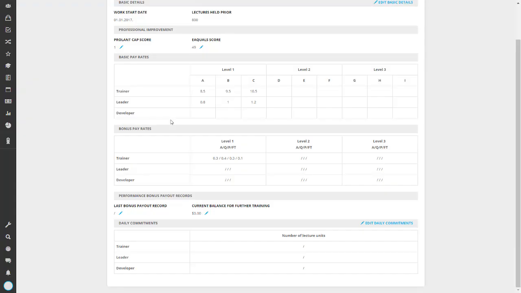And with that, we have successfully set up Eamon's profile. The rest of the profile here will be filled out automatically by Ember as it does all the payroll calculations and other operations.